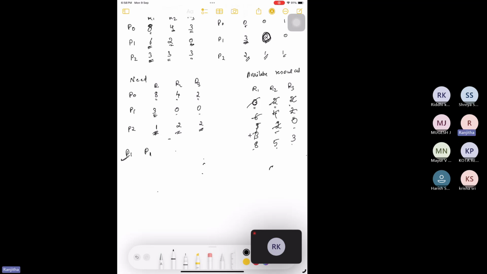Now can we schedule P0? Yes, P0, ma'am, requires 8, 4 and 2. We have 8, 5 and 3. So now P0 can easily execute. So this is the sequence. We are able to find a sequence, so there is no deadlock in the system. Okay, that is how this deadlock detection mechanism would work.